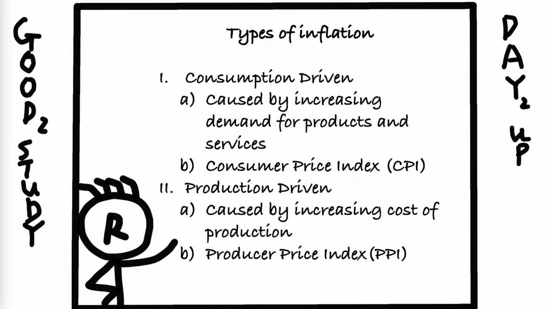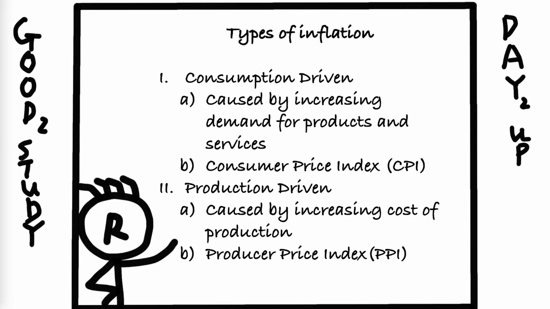There are mainly two types of inflation, in general: consumption-driven inflation and production-driven inflation. Consumption-driven inflation is caused by increasing demand for goods and services. For example, as wages grow, prices for luxury goods increase. But of course, luxury goods are only one type of goods, and inflation is about a basket of selected goods. We'll talk about it later. Consumption-driven inflation is measured by CPI, the Consumer Price Index.